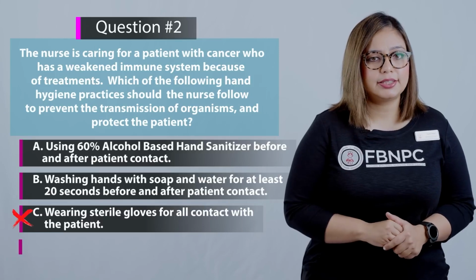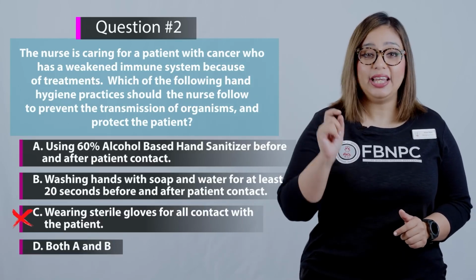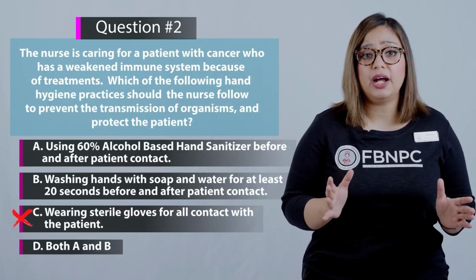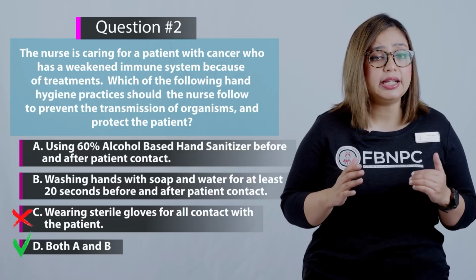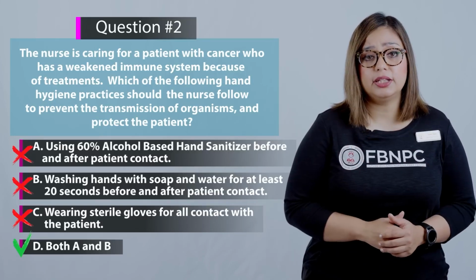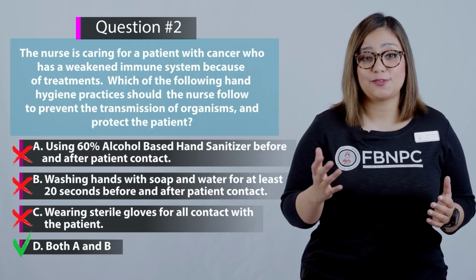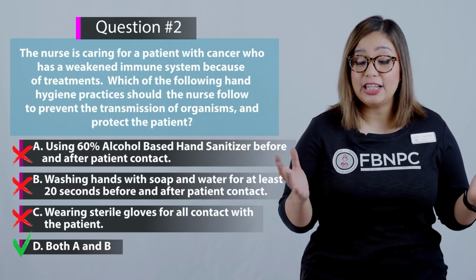Option number D says, "Both A and B." So good job, guys. The correct answer is D because it is addressing both the statements which are correct, which is A as well as B. I hope you guys are still enjoying and learning with these questions.